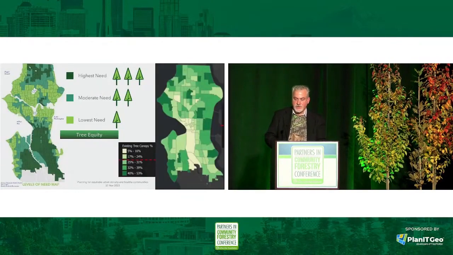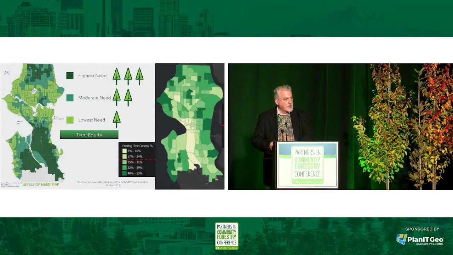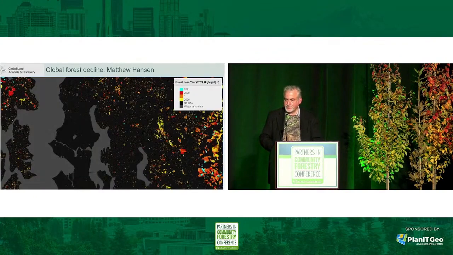In fact, on November 2nd of 2022, Seattle Parks came up with a map on the left, which basically shows where they need to provide the most tree canopy, kind of targeting a tree equity plan, which is no surprise, also corresponds with the tree map of where the canopy is.